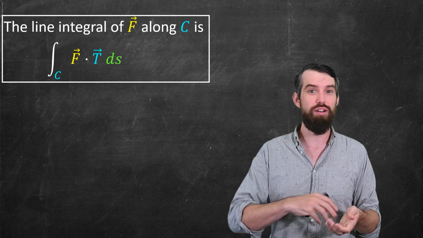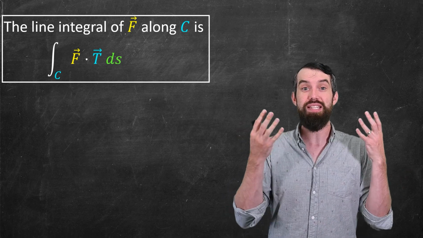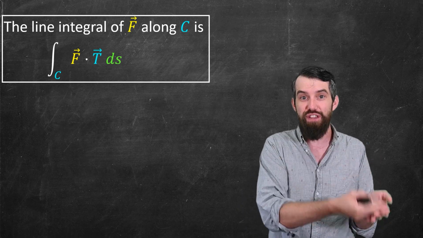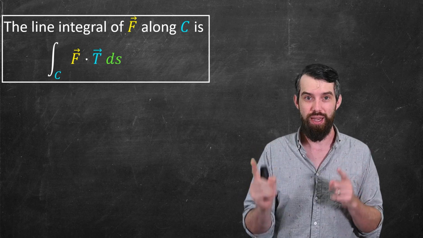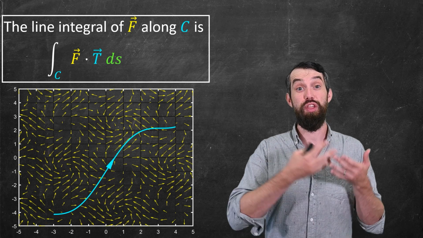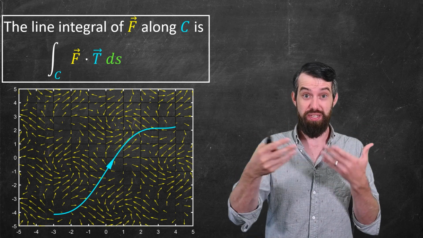The integrand is not just an arbitrary function, which is what we've seen before. The integrand is the specific thing. It's trying to capture the influence of the field along the curve, and so the integrand is this F dot T. And so putting the picture back up, we have an answer to the work done if you move the particle along this curve in this particular field.